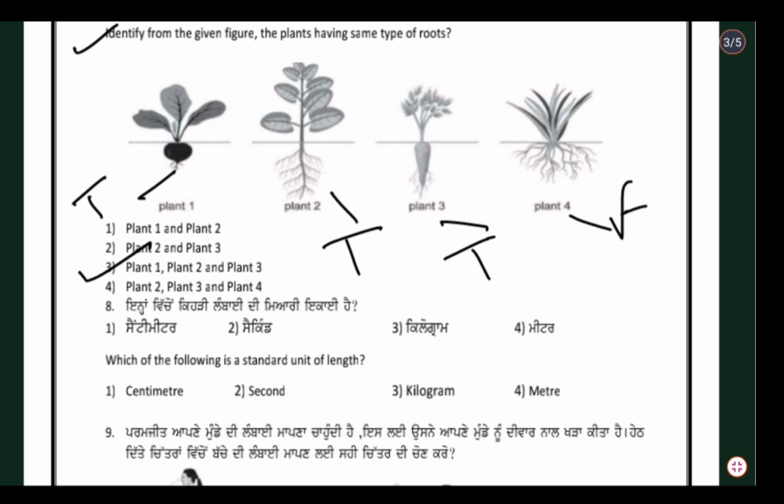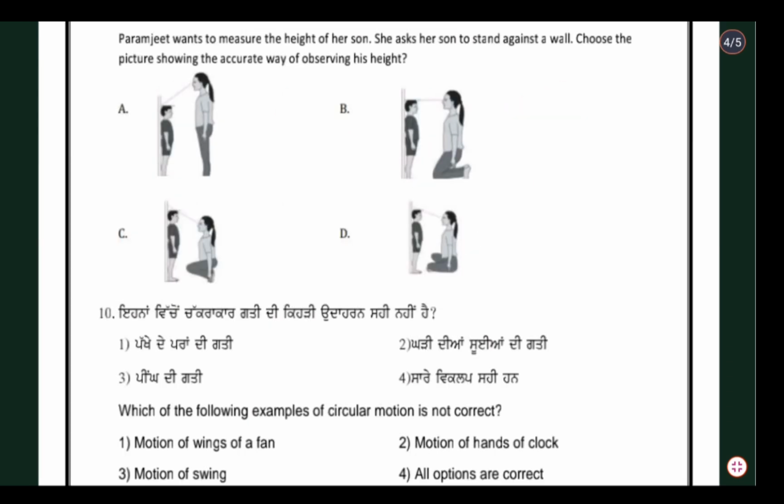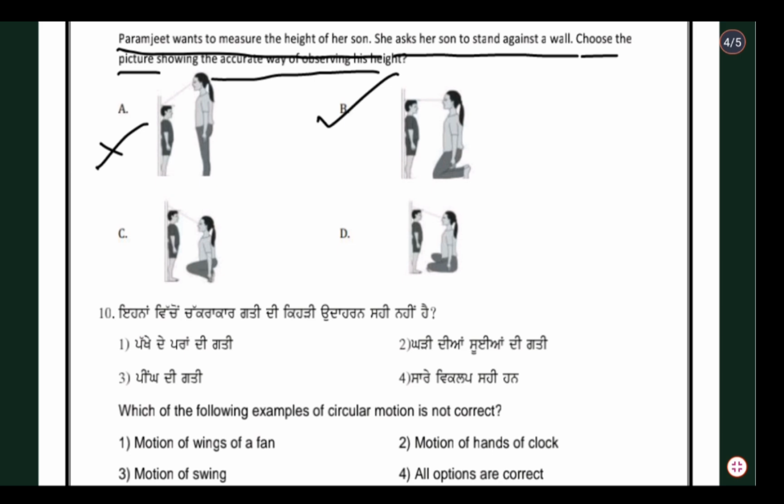Which of the following is the standard unit of length? The standard unit of length is meter. So question number 9 is, Paramjit wants to measure the height of her son. She asks her son to stand against a wall. Choose the picture showing the accurate way of observing his height. This is not the right way. This is the right way. So here option B is your right choice.